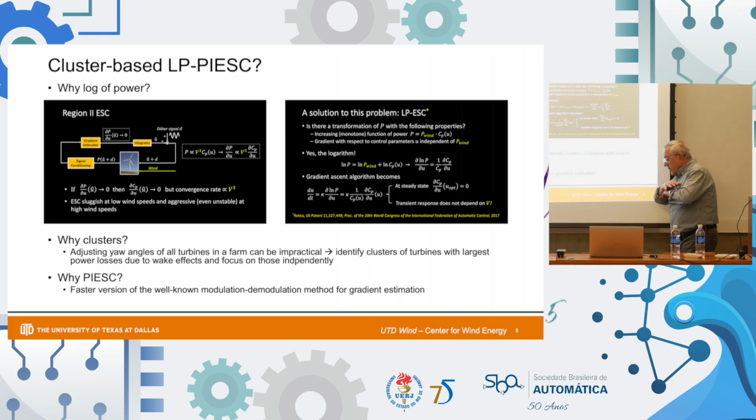Why clusters? Well, if you touch all turbines in the farm, if you have 50 to 60 turbines, you're going to create a mess. So find where you're losing and fix that first. That's the idea of using these. And why PISC? Well, from everything we tried, it's the one that gave us the faster convergence to the optimal yaw set points. It has its issues, and I will come back to that at the end of the presentation.